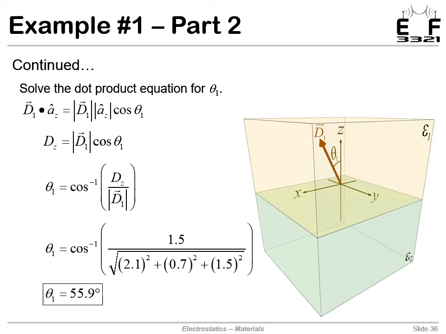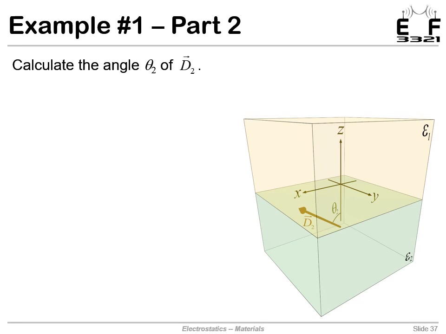Now for the angle of D2, which is the third question, we could go through this with the dot product again. But we've already done that, we've illustrated that. Let's practice and calculate that angle using the law of refraction. That should be easier. So let's go ahead and calculate the angle theta 2 of D2, and theta 2 is also measured off of the surface normal. So we're going to use the law of refraction.